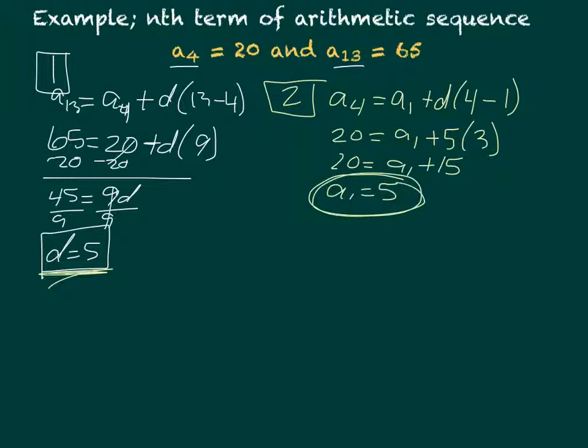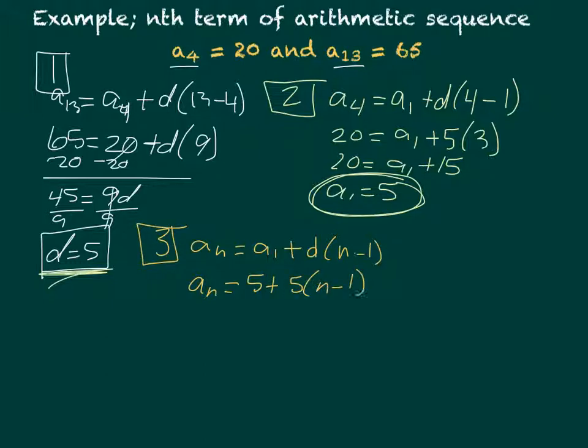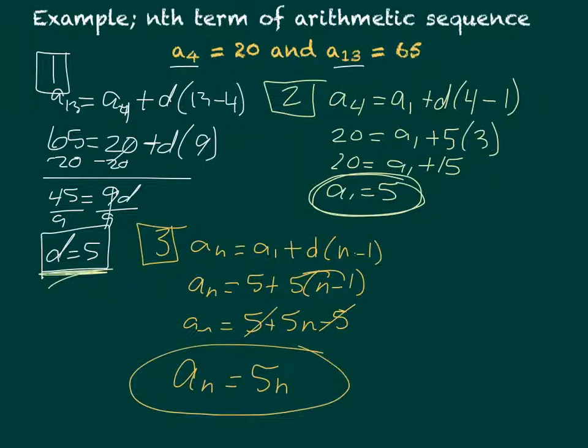Now I have my d and my a sub 1, so step 3 is to actually find a sub n, which is a sub 1 plus my d times n minus 1. Alright, so a sub n, now we're back to what we did before. 5 plus 5 times n minus 1, distribute in my 5, and a sub n equals 5 plus 5n minus 5. So my 5s cancel there, leaving me with a sub n equals 5n, and that is your final equation.